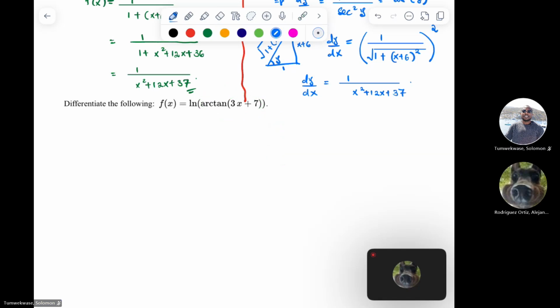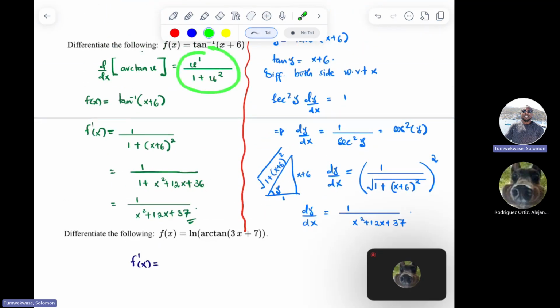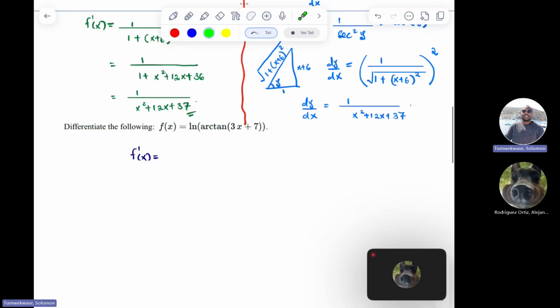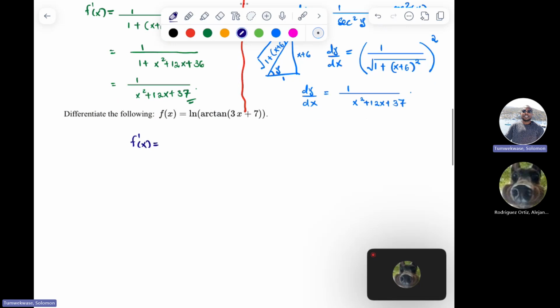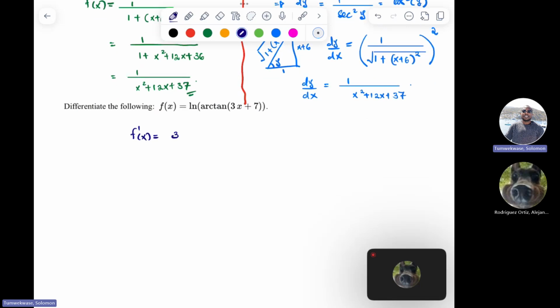So my function has that, which means my derivative of this function will be, you differentiate this function inside, but this function is arctangent, and the derivative of arctangent, we just said it is u prime over 1 plus u squared, right? So where my u is 3x plus 7, take the derivative of 3x plus 7, which is 3, divide by 1 plus 3x plus 7 squared.